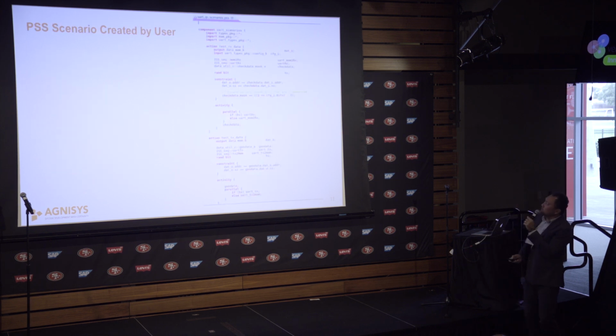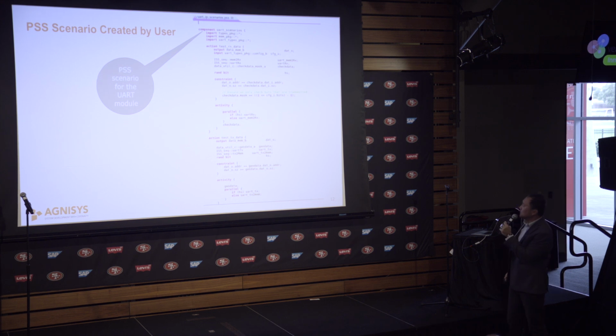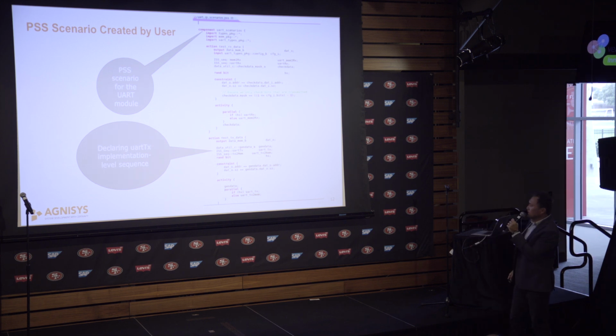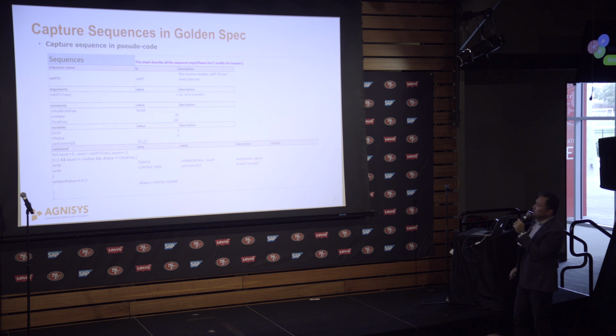Okay, so this one is an example. It's not really clear here. So this is a scenario created by the user in the PSS. You can see the component there for UART. Okay, and this ISS sequence here is the component, and then you can see that declaration there, declaring the UART TX implementation level sequence. So the user creates this in the PSS tool. This is our tool. So this is our spreadsheet.